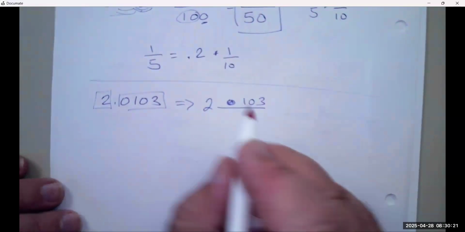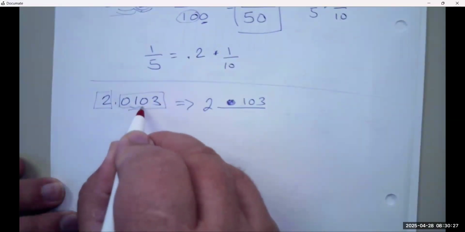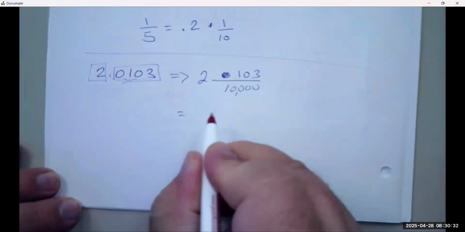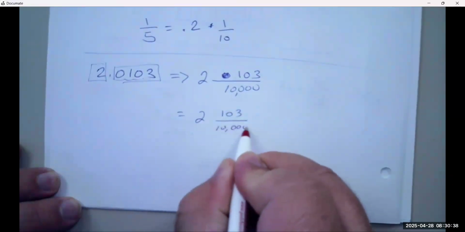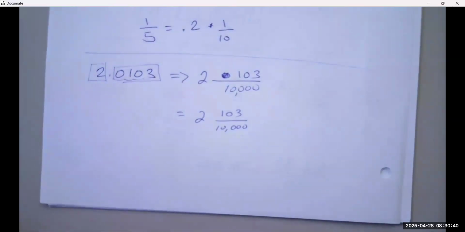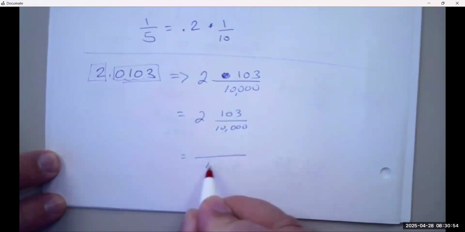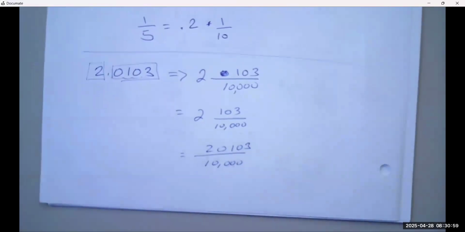So what's on the bottom? We have 10, 100, 1,000, 10,000. And there's your equivalence. As a mixed number, what would it look like as an improper fraction? Very good. 20,103 over 10,000. Very good.